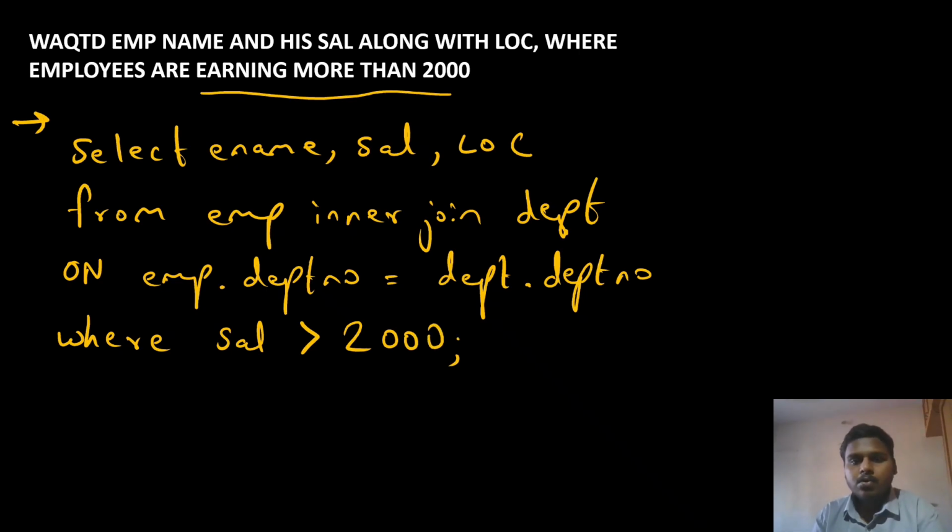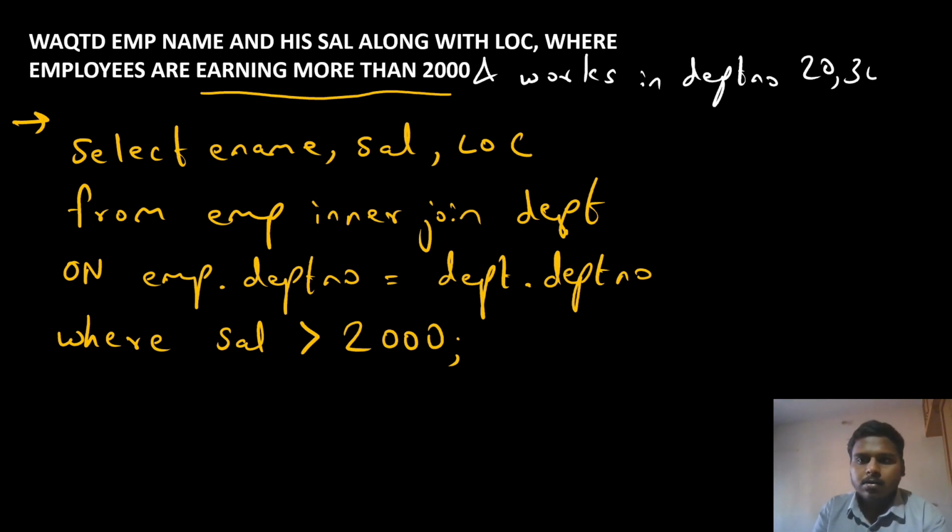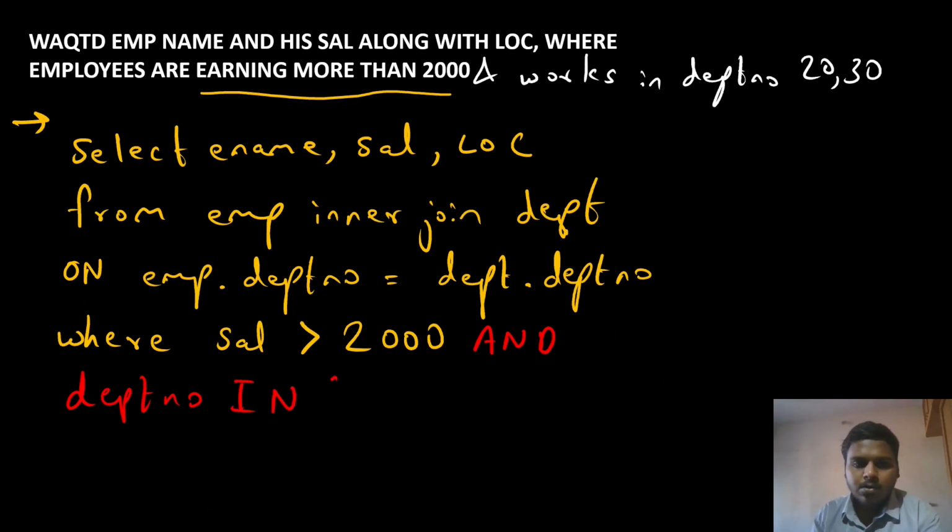Now suppose I add one more condition, let's say and works in department number 20, 30. Now I added one more condition. So what will you do? You will add the condition. Which operator will you use? And operator. So and department number, in operator you will use. 20 comma 30. You will think all is okay, but it will throw a beautiful error.